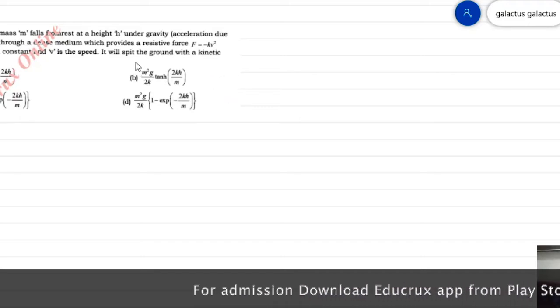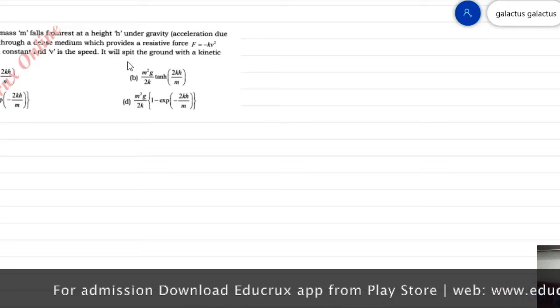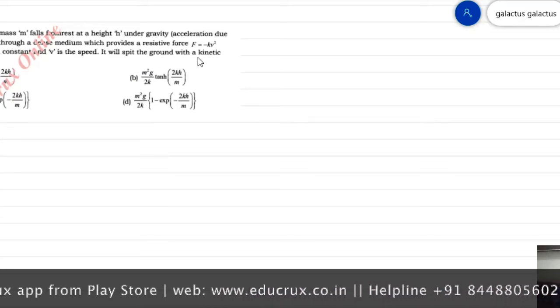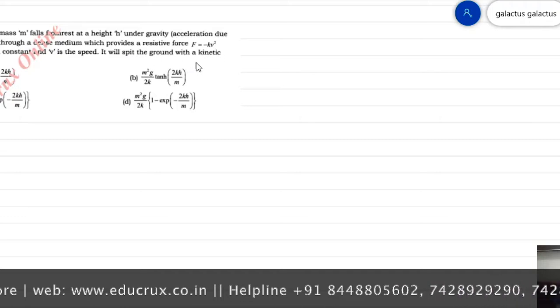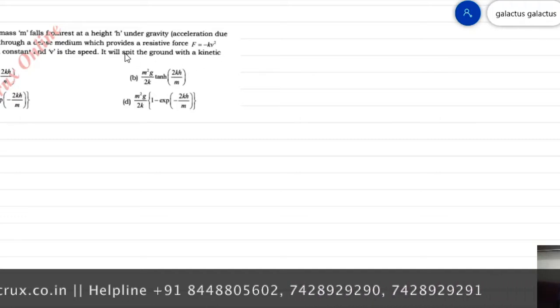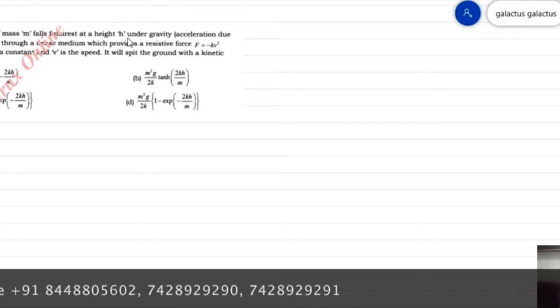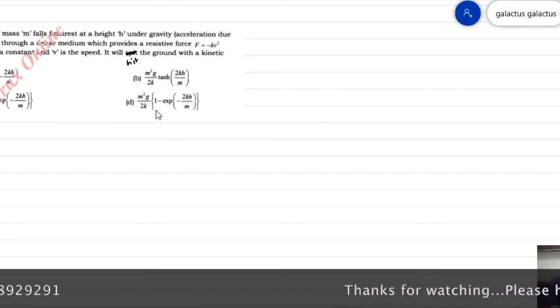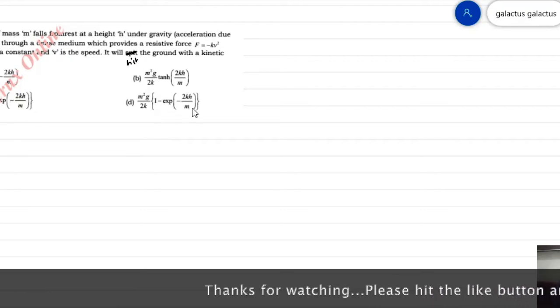So we have to calculate what will be the kinetic energy of the particle when it hits the ground. So this is not spit, this is hit. So when it hits the ground, we have to calculate what will be the kinetic energy of the body.